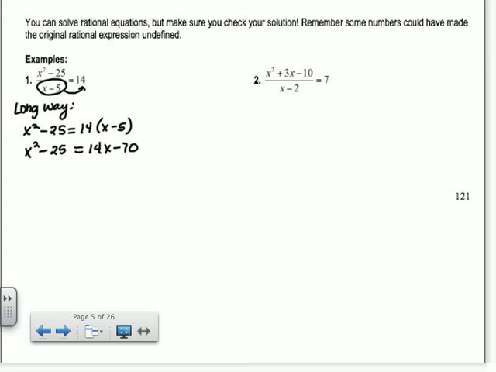Okay, you have x squared and x terms, so get them all on one side. So I'm going to have x squared. I'm going to subtract the 14x over. I'm going to add the 70 over. So you get that. We know to solve things like that, we factor. So I get x minus 9 times x minus 5 equals 0. So set each piece equal to 0 and solve and get x equals 9 and x equals 5.